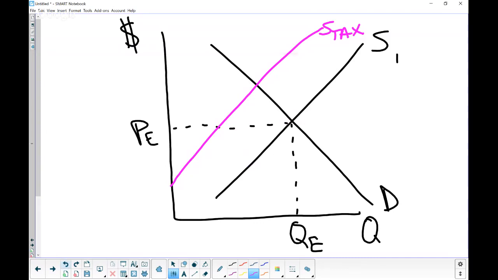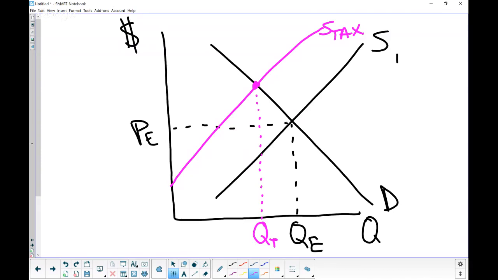So in this case, it may say, well, how much of this was the tax? How much of this, or how much is the tax? Well, let's go with the actual equilibrium quantity now that we're going to have. Okay, so this is our equilibrium quantity with the tax. So this is going to be QT with the tax.